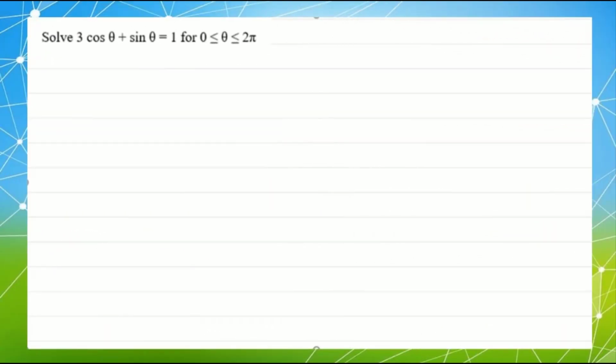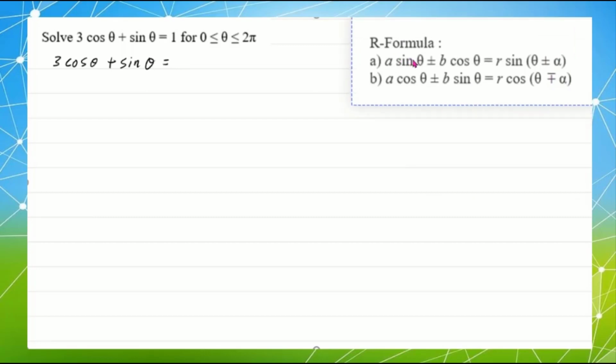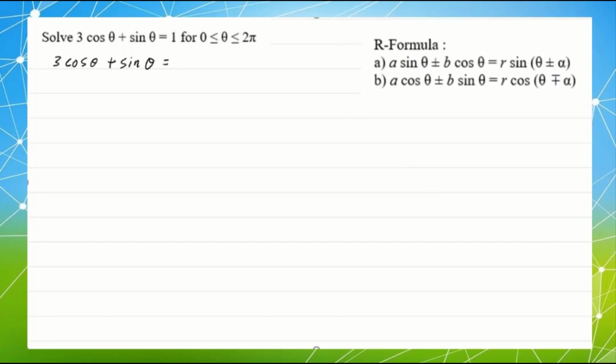Now in this example, I will show you how to use the R formula to solve 3 cos theta plus sin theta equals 1. Since c is not equal to 0, it is equal to 1. So first thing, we need to change 3 cos theta plus sin theta into the R formula. So first we need to identify the correct R formula.